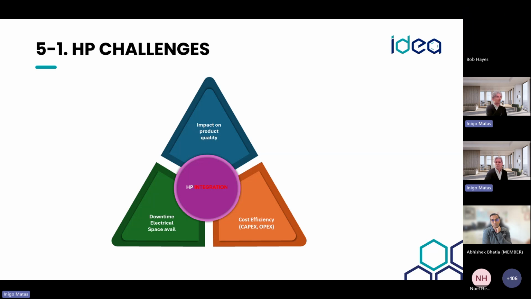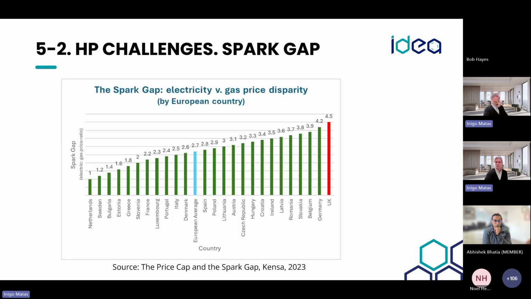In the OpEx, because most of the time electricity is going to be the driver for the heat pumps, the price of electricity plays a big part, and this is particularly a big challenge in the UK, and this is what I wanted to show. So this is the spark gap. It represents the ratio between the cost of a unit of energy if it was electricity or if it was gas. As we can see, the UK is among the highest in Europe. It's here 4.5, it changes, but it's quite a high number.